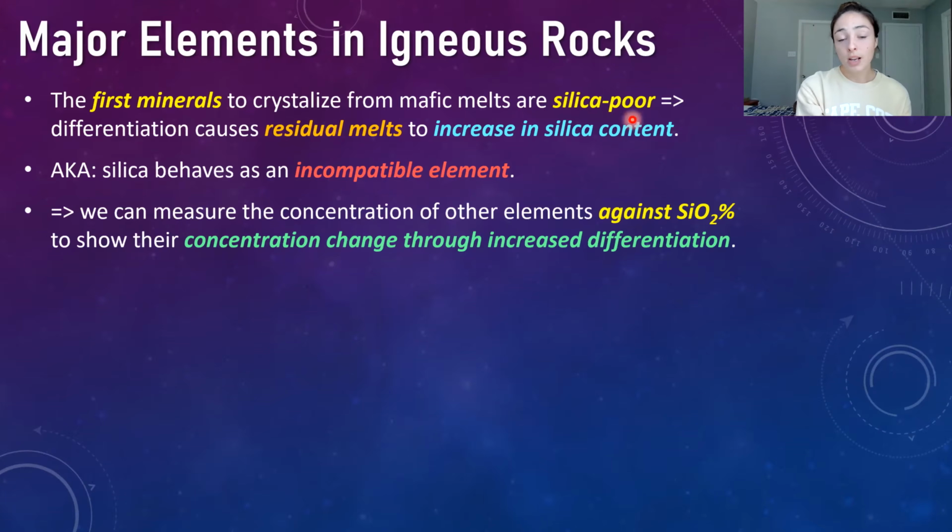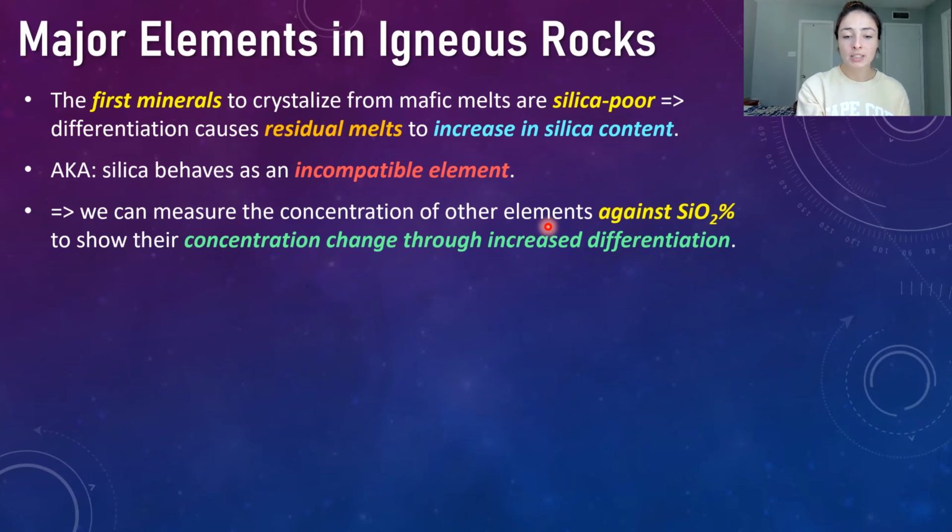It also can apply to things like silica, which is a molecule, or basically the silica tetrahedra we've talked about in all of the other igneous petrology videos. If you're not clear on what that is, the mineralogy videos will be good to check out if you don't know what silica is. But because we know silica's behavior, meaning it remains in the melt for as long as it can, we can then measure the concentration of other elements against silica percent to show their concentration change through increased differentiation, or basically through time and differentiation of that magma chamber.